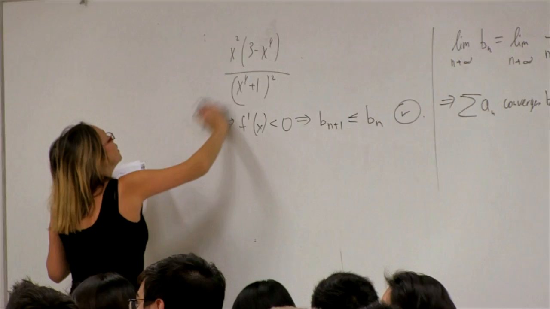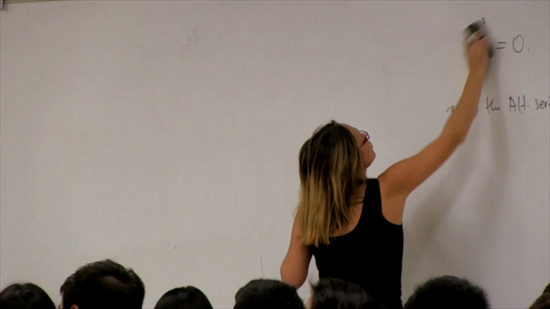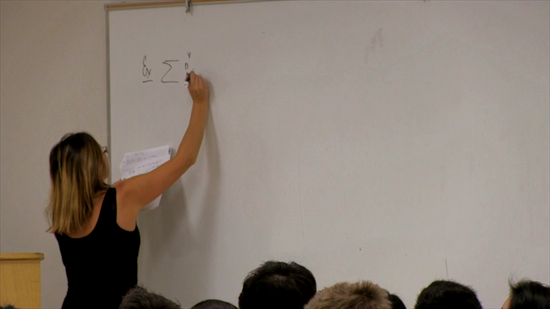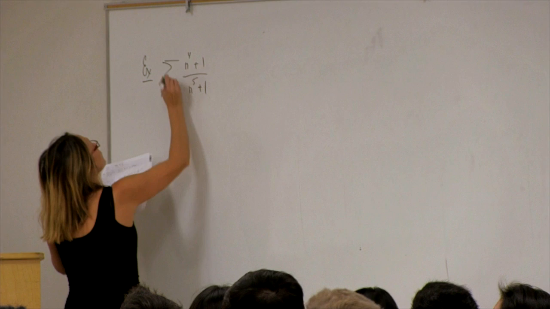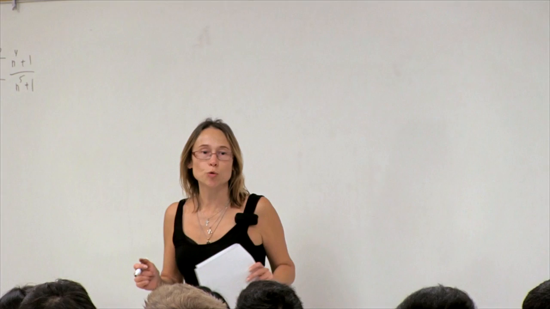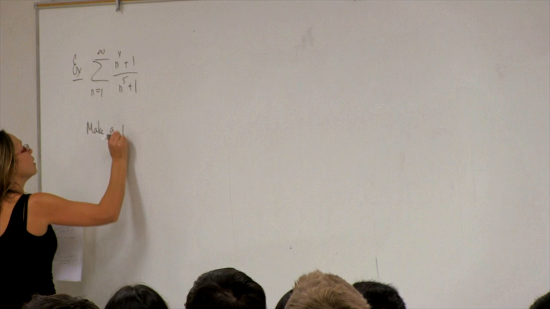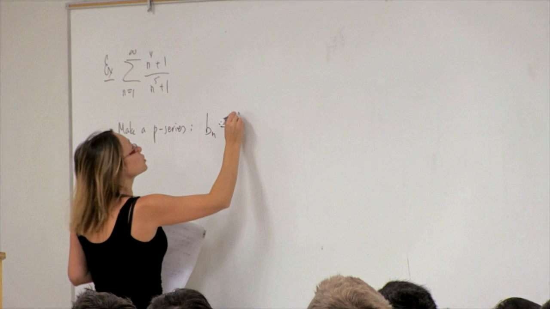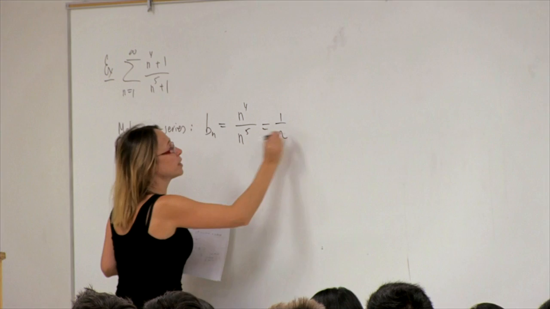I have many more examples here. We can continue when we prepare for the final, but I'll start doing some of them. We can look at the following: n to the 4th plus 1 over n to the 5th plus 1. You can see that there are two polynomials. I'm going to use a comparison test and compare it with a p-series. How do we make a p-series out of it? For b n, I'm keeping the highest power of numerator and denominator. So it's n to the 4 divided by n to the 5. That gives me 1 over n with p equals 1, right? So this guy diverges.